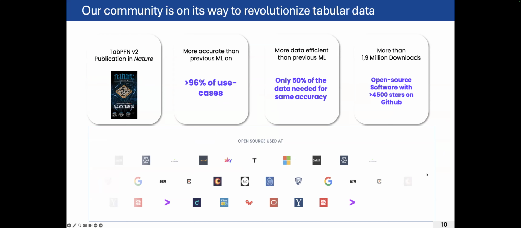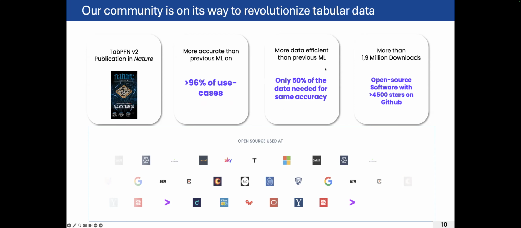We're revolutionizing tabular data. One milestone here was the TabPFN v2 publication in Nature this January that showed a 96% win rate against previous methods such as CatBoost. And importantly, you only need less data in order to get the same accuracy. Only 50% of the data is needed compared to CatBoost to get to the same accuracy.